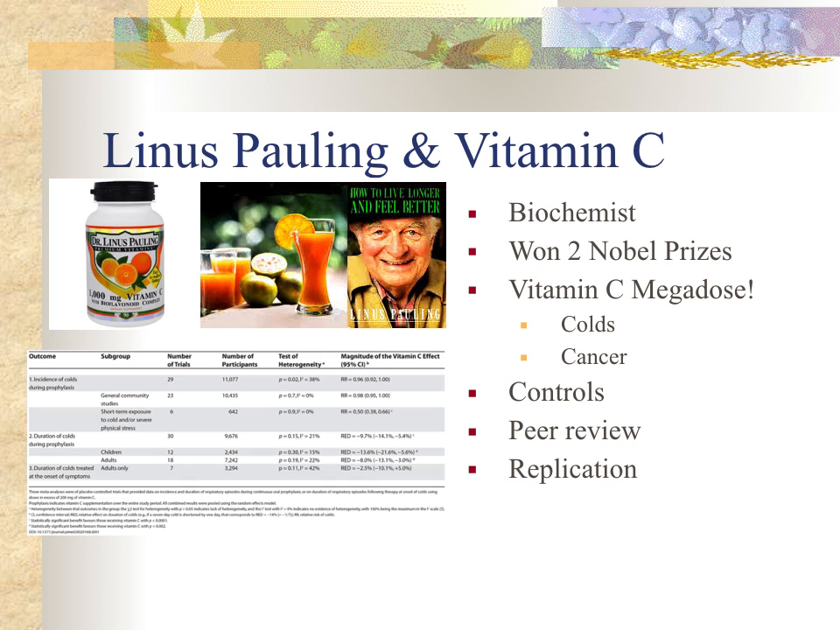He was a biochemist that worked with proteins and protein structures, worked with quantum chemistry. He won 2 Nobel Prizes, and late in his life, he became convinced that vitamin C could cure or prevent colds and cancers. And he published a book, actually several books on it, and he became involved with mega doses, large doses of vitamin D, far beyond what people needed to prevent scurvy.